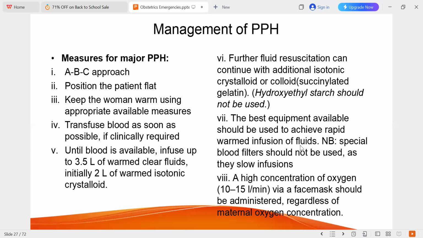Oxygen, like I mentioned, should be given high flow, about 10 to 15 liters, and this will also increase the oxygen carrying capacity of the blood. You are giving oxygen to the limited amount of blood that is available, so you are increasing the oxygen delivery to the tissues.